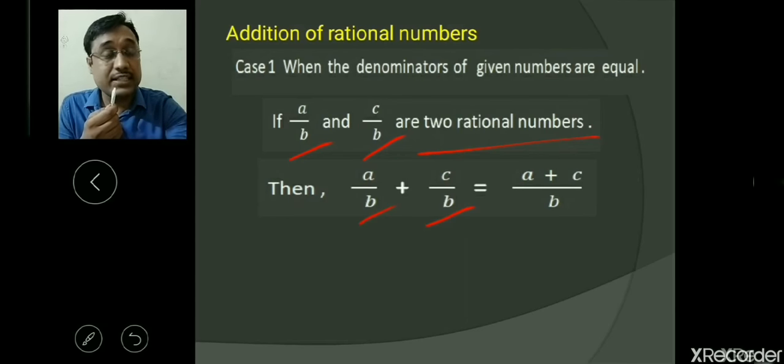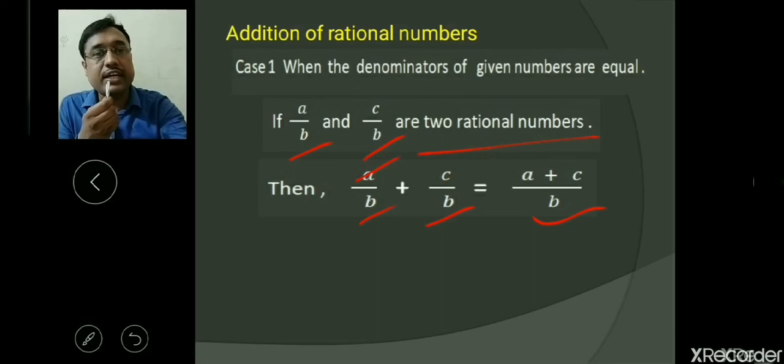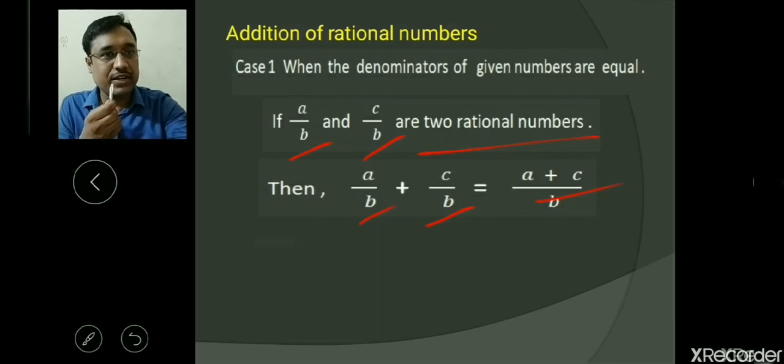In such a case, in the sum also you will write the same denominator, and at the numerator place add the numerators of the given numbers: a plus c divided by b. That means simply add their numerators and divide the sum by the common denominator. b is the common denominator of both the numbers, so you will divide with b here.